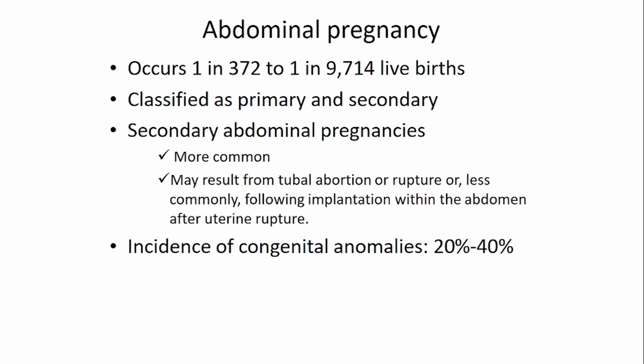So it's the more common of the two, and may result from tubal abortion or tubal rupture, or less commonly from implantation within the abdomen after uterine rupture. These are rare things, but like I said earlier, it is more common than the primary abdominal pregnancy. In abdominal pregnancy, the incidence of congenital abnormality is high, 20 to 40%. We can understand that because there is perhaps no amniotic fluid to cushion the effect of pressure here and there.